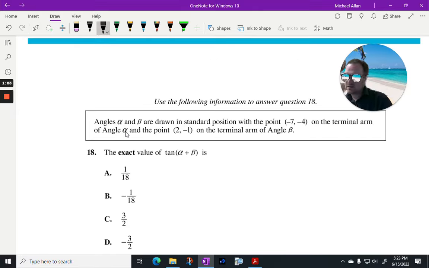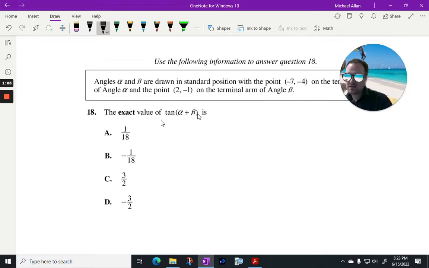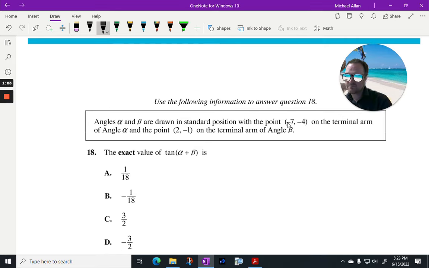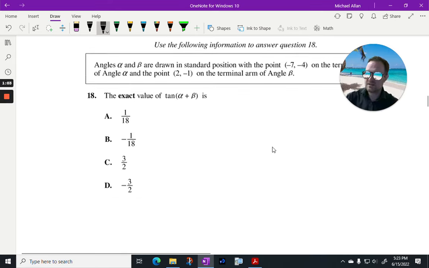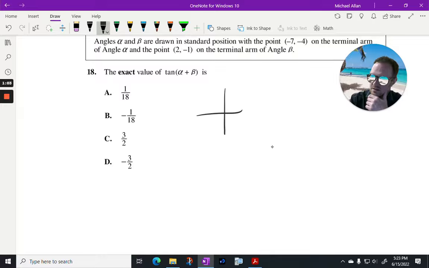Exact value of tan a plus b, and they're giving us a and b here. This point's on a and this point's on b. So I'm going to draw both of these points out here. Alpha, or a if you want to, is at negative 7, negative 4. Right about there. So that gives me negative 7, negative 4. Okay, that might be just enough. I don't know if I need to find the hypotenuse. I'll see if we need to later on.